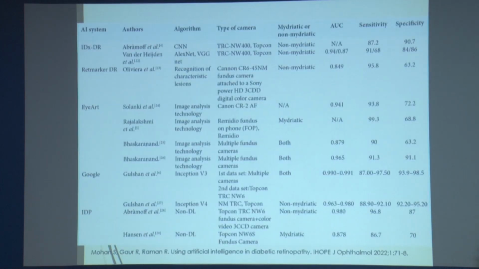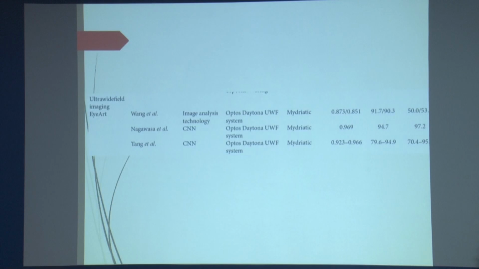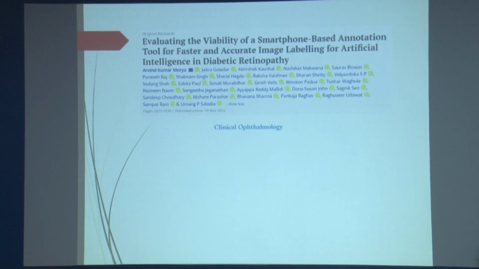Various studies have come nowadays showing that artificial intelligence is helping a lot, like IDx, Retmarker, Google, IAT; a lot of software is coming now. This is one of the studies I have done, where I annotated more than 40,000 images and we looked at the predictability when somebody uploads using a smartphone. We saw almost 90 to 91% sensitivity and specificity for diagnosing DR.